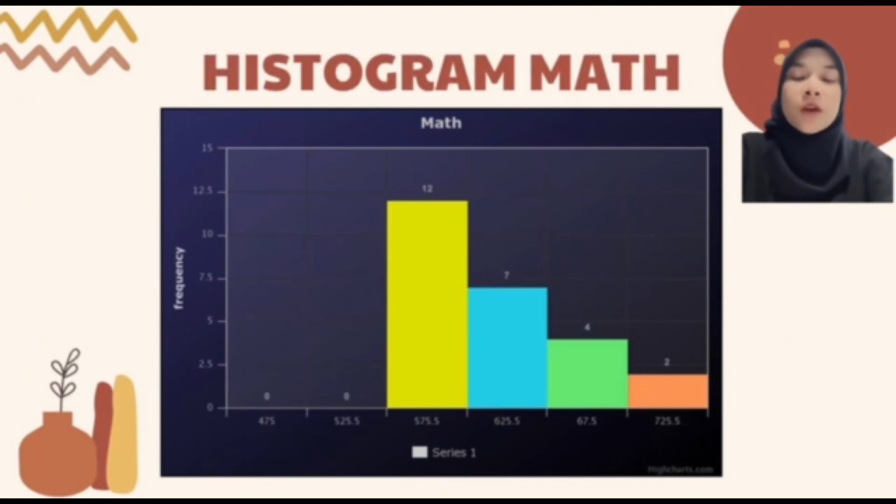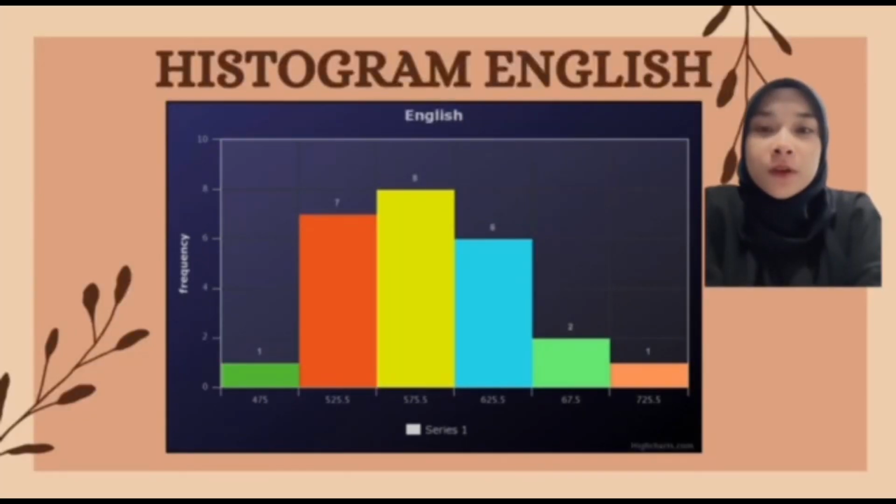For a histogram, you have to find the midpoint first. For math, the highest frequency is 12 and it belongs to the third score, which is 551 until 600, while the lowest frequency is 0 and it goes to the first and second score, which is 450 until 500 and 501 until 550. This is the histogram for English score.